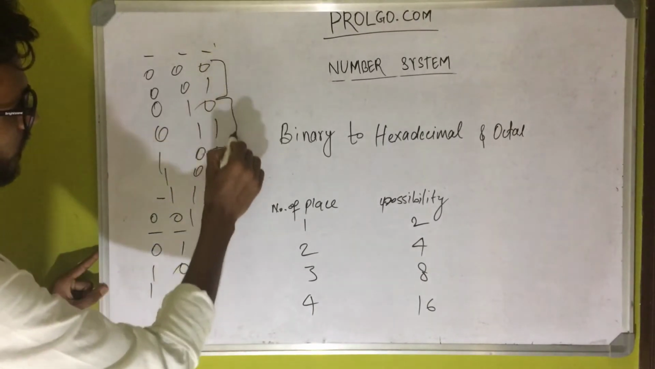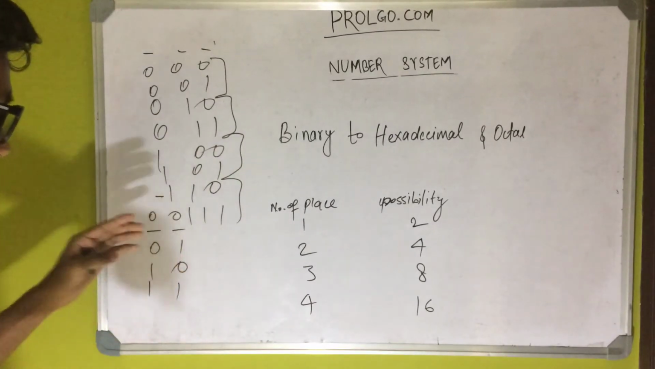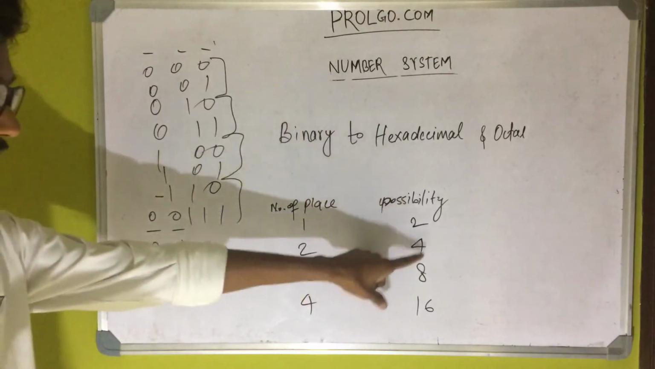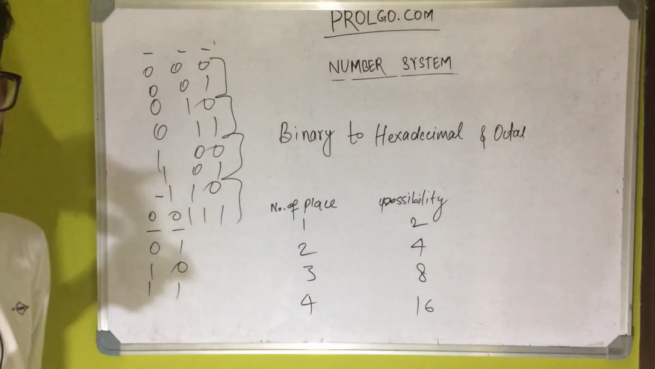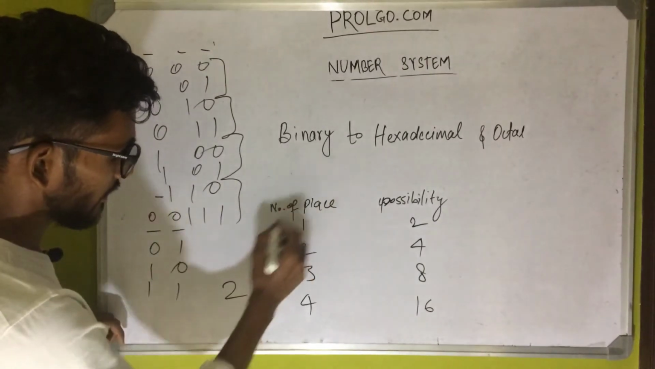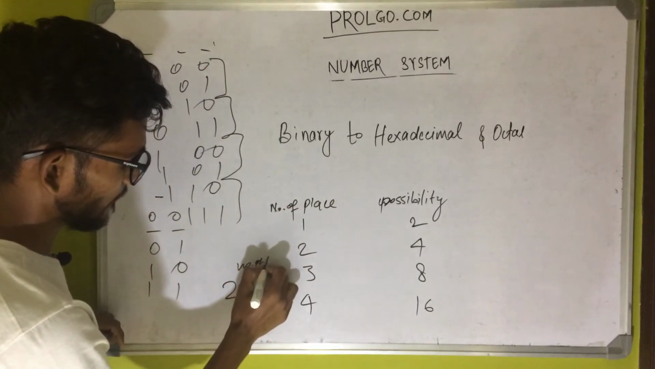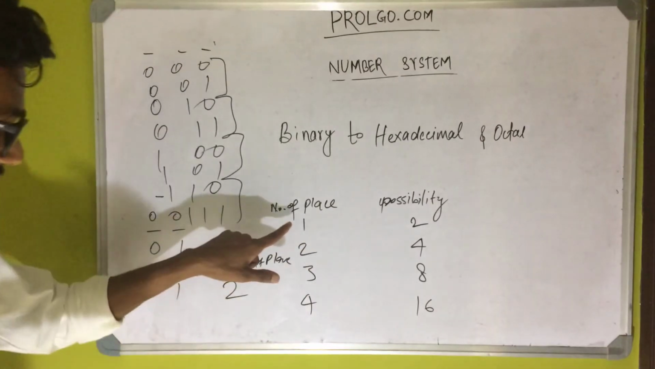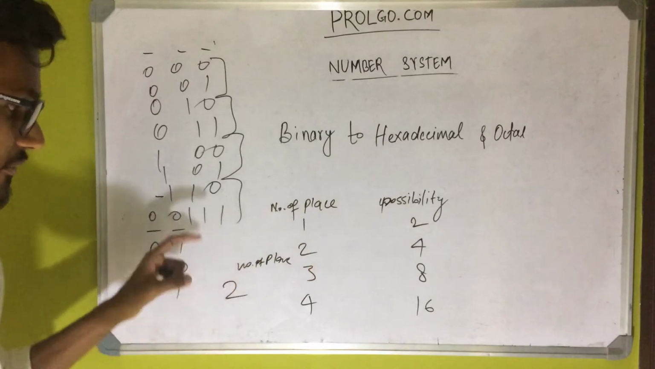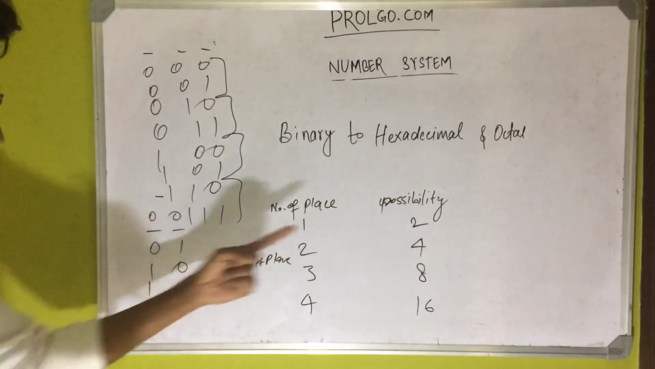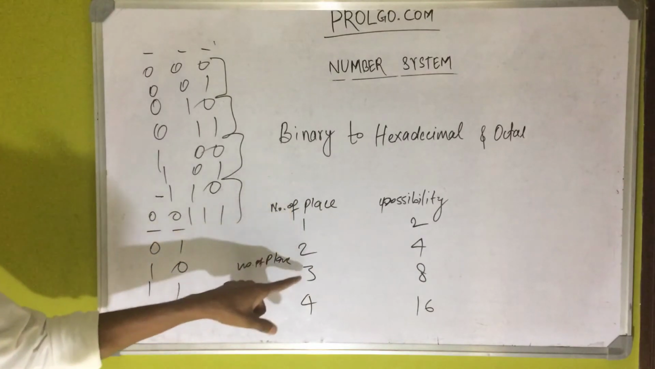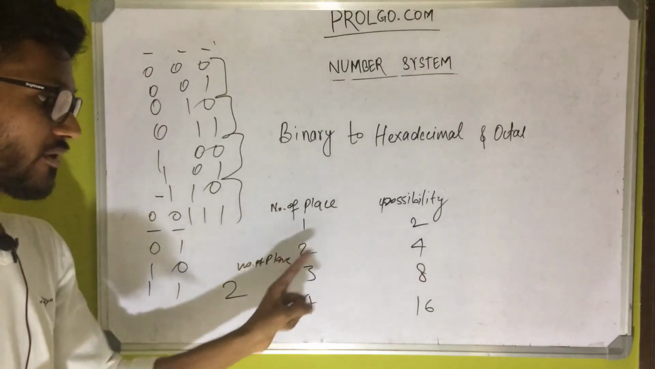So 2, 4, 6, 8. If we know the number of places available for binary bits, we can find out the total possibilities. The number of total possibilities is 2 to the power of the number of places. So if you have one place, the possibilities are 2 to the power 1, which is 2. If you have 2 places, it will be 2 to the power 2, which is 4, and if you have 3 places, it will be 2 to the power 3, which is 8.